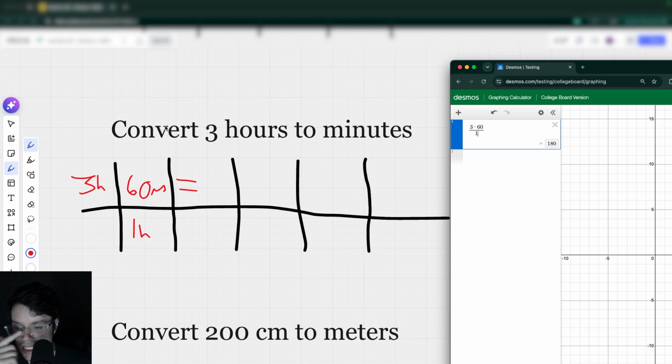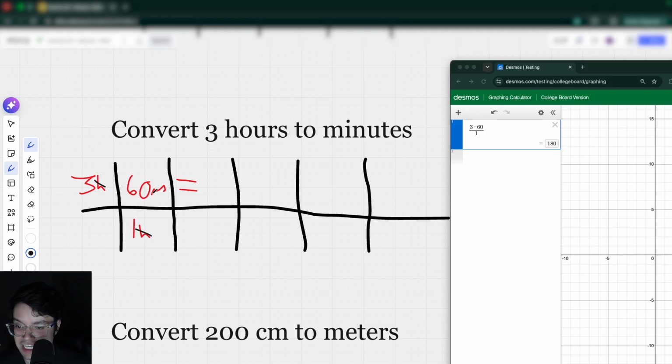One thing you should know is that there also is a way to check this to see if you've made a mistake. If you cross out everything that's both at the top and the bottom, it should leave you with just the unit you're trying to solve for. So for this one, there's 1 hour at the top and 1 hour at the bottom.